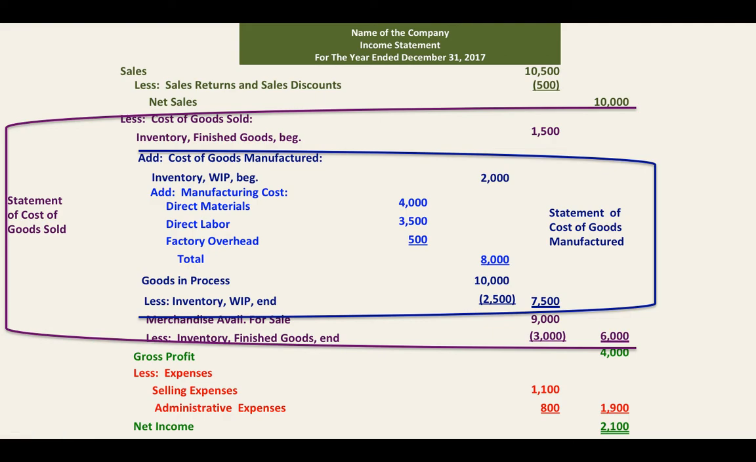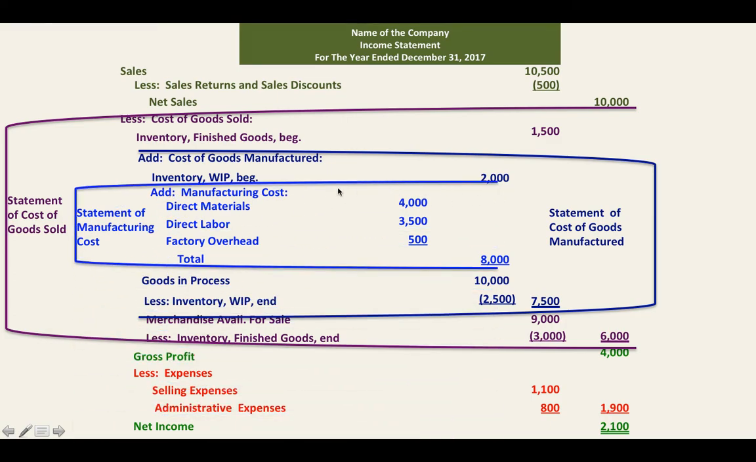There will also be situations where the statement that will be asked for is a statement of manufacturing costs. So in that case, we just have to include all of these accounts, showing how we got the direct materials, direct labor, and factory overhead, if we are asked to prepare the statement of manufacturing cost.